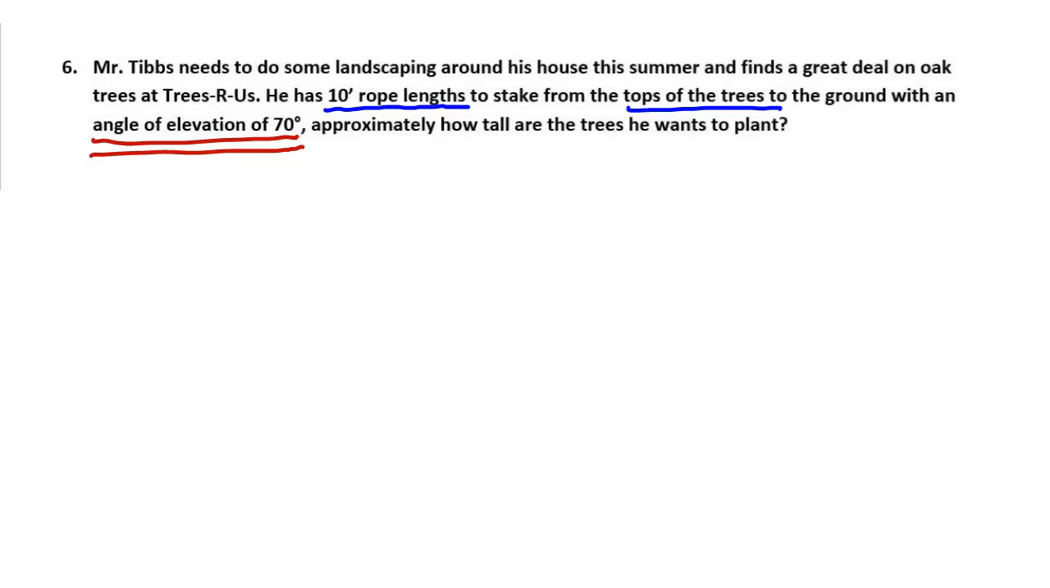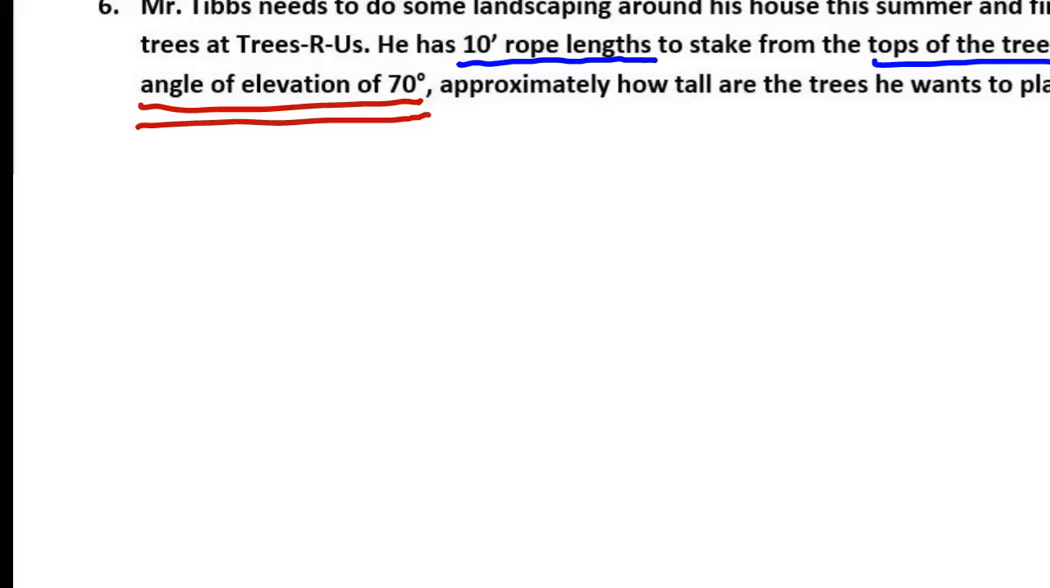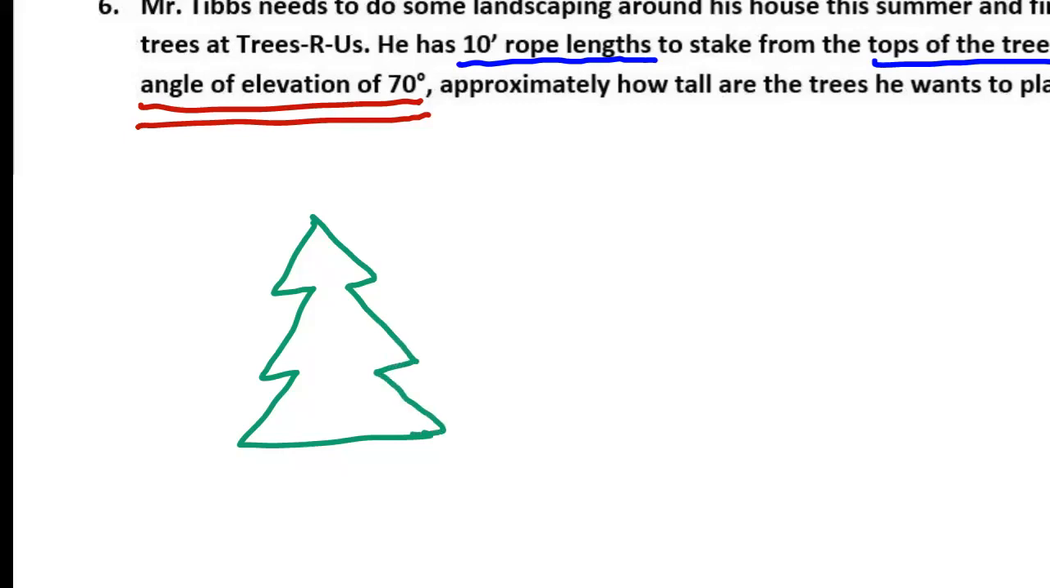So we're going to draw a picture. First thing I'm going to draw is the tree. I'm not very good at trees, so it's going to be a Christmas tree. Where are the ropes? Top of the tree, down to the ground. So right here. I don't know how to draw that. What, a Christmas tree? You can draw any kind of tree you want to. I draw a Christmas tree because I am really bad at drawing trees.